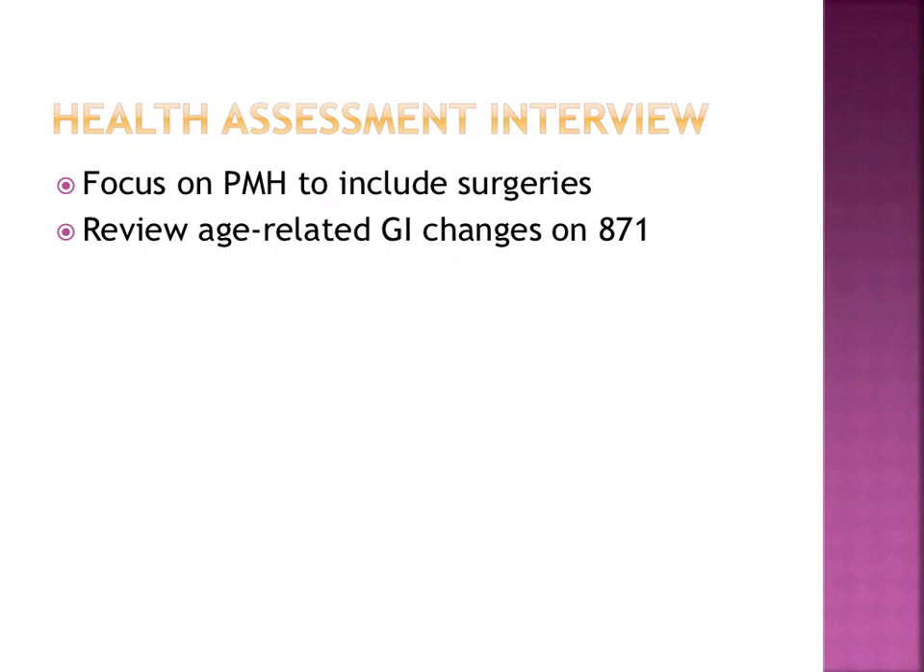You want to ask about any GI surgeries they've had, either upper or lower GI surgeries. Repair of a hiatal hernia, gastric resection, any type of bowel resections, hernia repairs, why they were done, when they were done, and the outcomes. You also want to understand that the GI tract changes significantly as we age. There is a nice chart on page 871. You can read through these different changes, but you can see there are several areas that are affected.